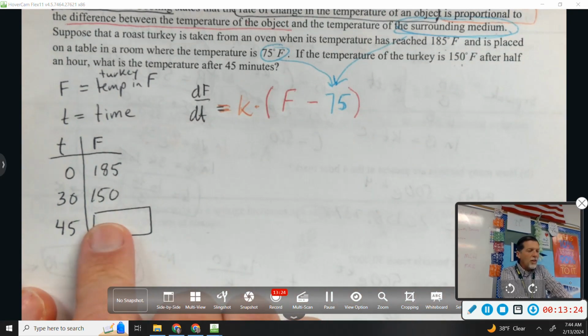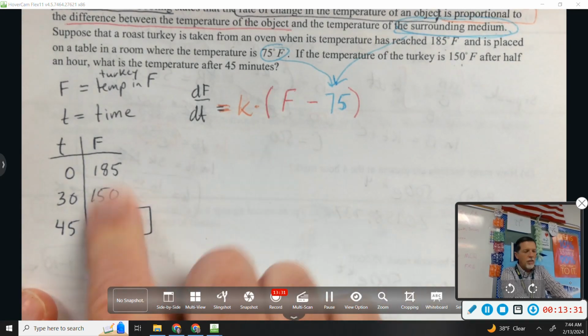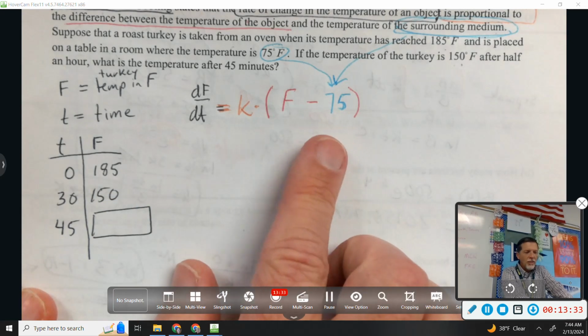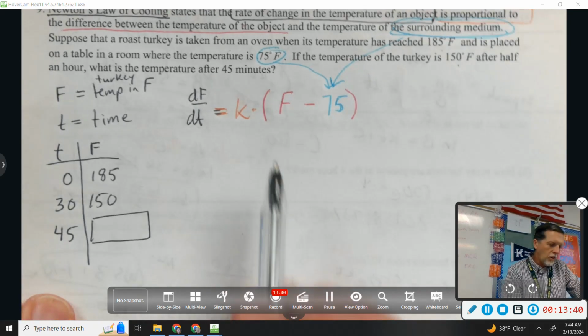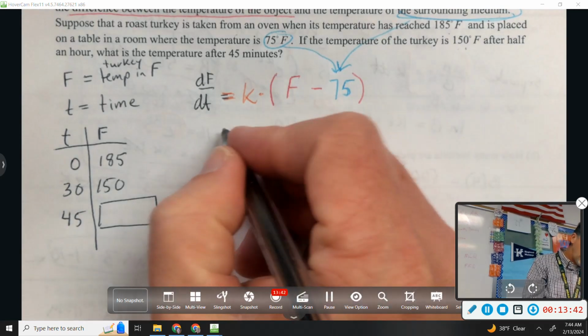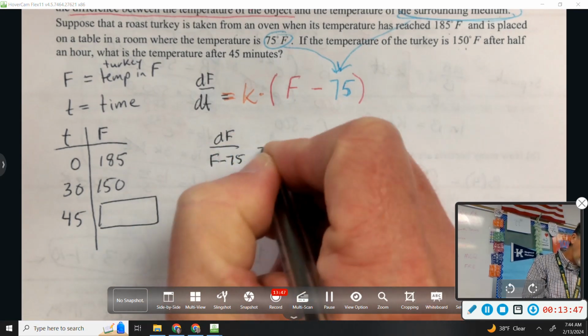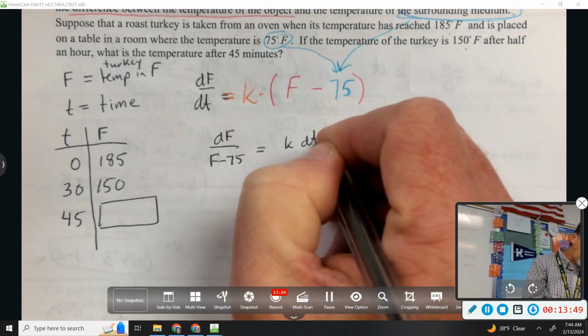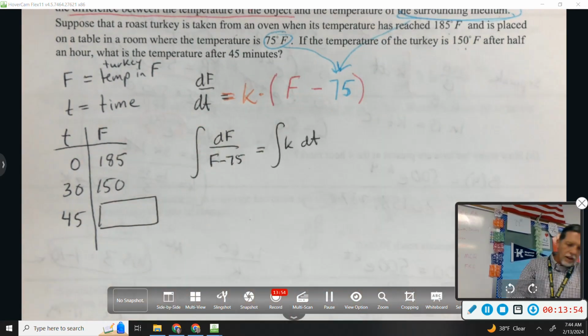I've got some information, especially two pieces, so that will help me figure out what K is, and when I integrate, C will show up. So that'll help me there. And then once I get it all solved out, I'll have to just plug in 45 to figure out what the answer is. Okay, so separate. Let's see, dF over F minus 75 equals K dt. Separate, then integrate.